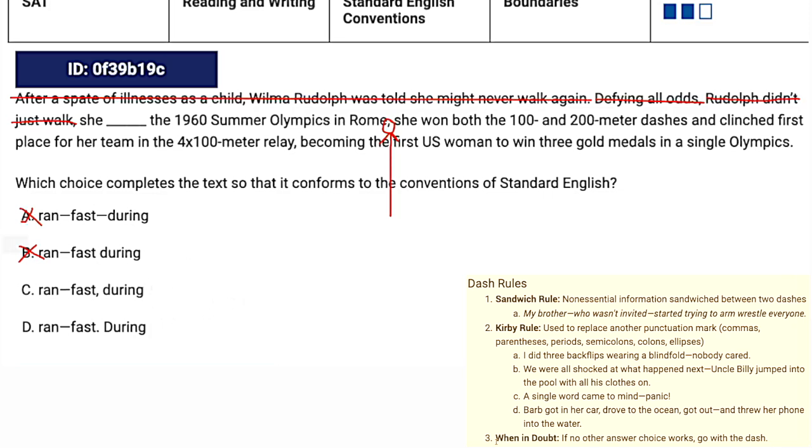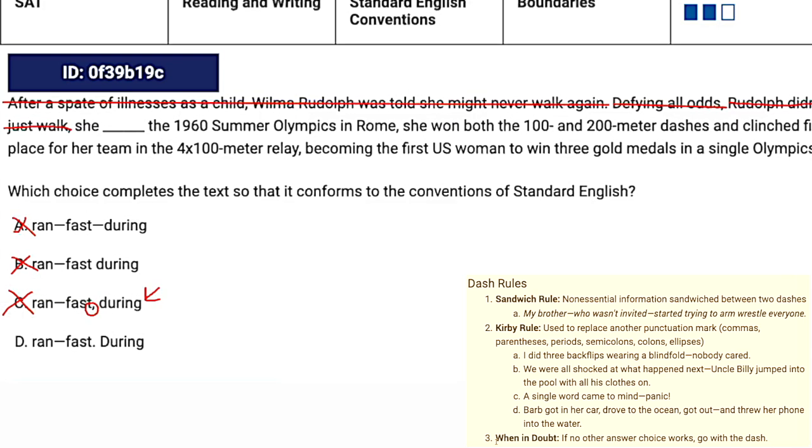And then C, she ran fast, comma. During the 1960 Summer Olympics in Rome, she won both the 100 and 200 meter dashes and clinched first place. Okay, so here it sounds like we actually have a new sentence starting with the word during, right? So our first sentence is, she ran fast. New sentence: During the 1960 Summer Olympics in Rome, she won, and so on. So because we have a new sentence starting with the word during, now this is a comma splice, which is no good. We need a period there or a semicolon there, which is exactly what we get with answer choice D. So D would be our answer.